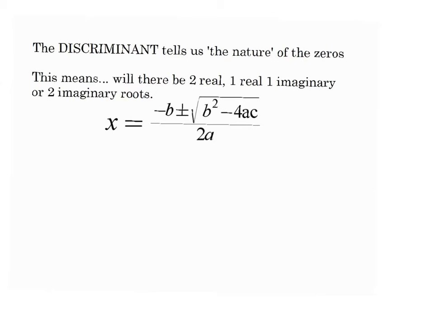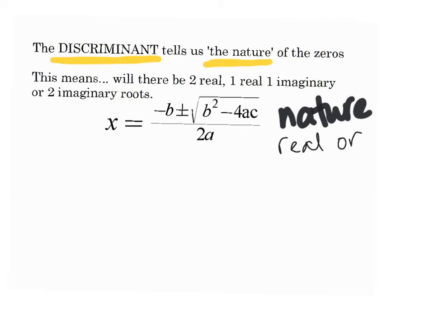So one more thing to talk about with this quadratic formula is this word discriminant. And this is another word they use, the nature. And the nature means, are they real or are they imaginary? So maybe make a note somewhere: the nature of the roots means real or imaginary. And of course, you could have two real, one of each, or two imaginary.